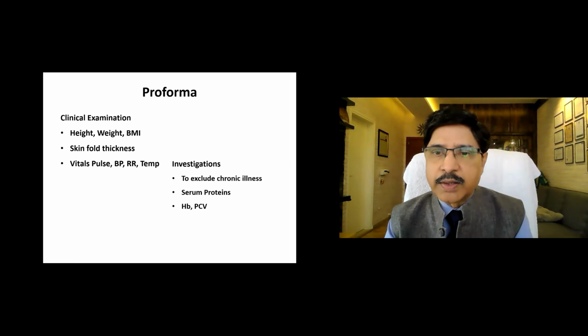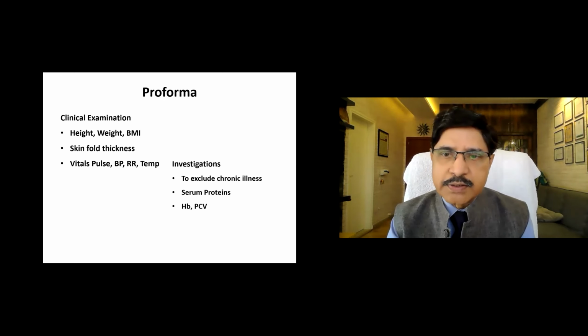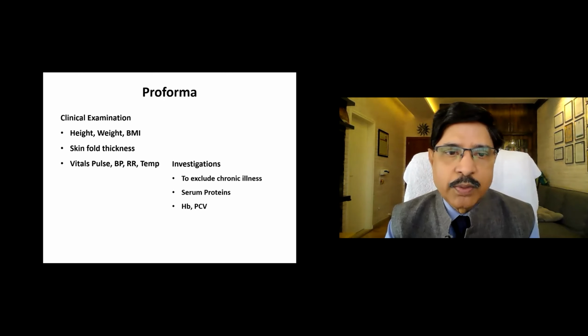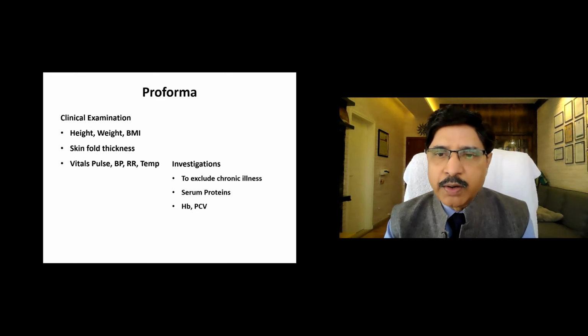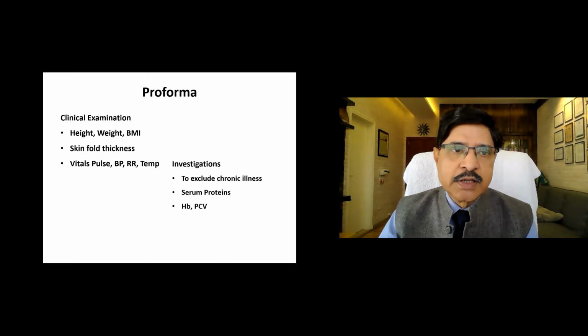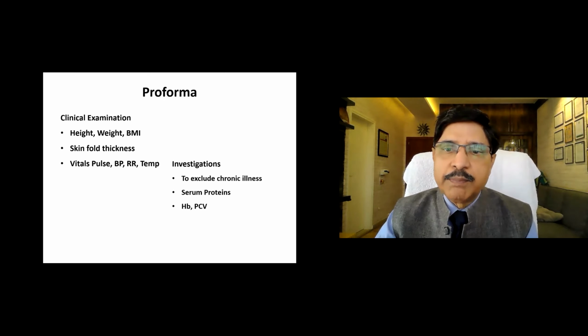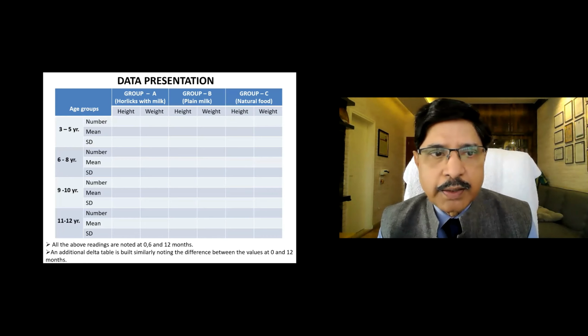Investigations to exclude chronic illness, like liver function, kidney function, and ECG and X-ray chest. And what are all the routine things you do to exclude those? So many diseases we said we wanted to exclude. And for the study purpose, we can measure serum proteins, which might have a bearing on growth, and also anemia: hemoglobin and PCV could be study investigations apart from height, weight, and BMI. Now, this lady has given a beautiful table about the data representation.